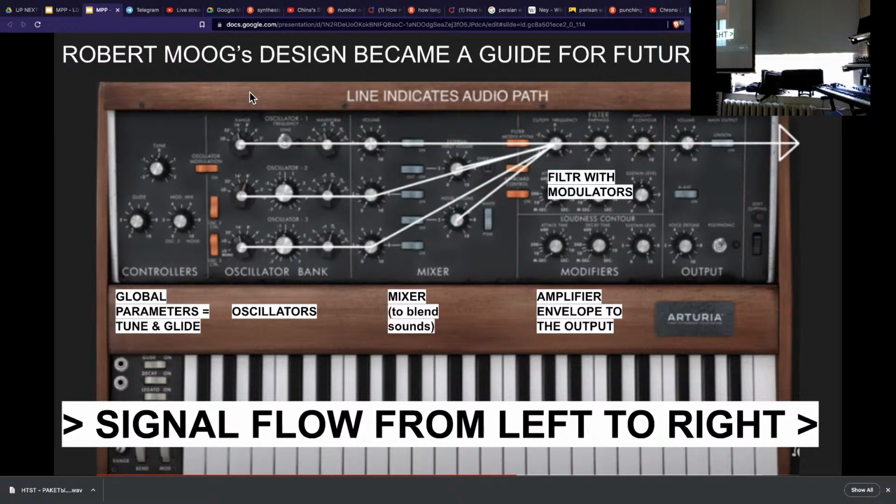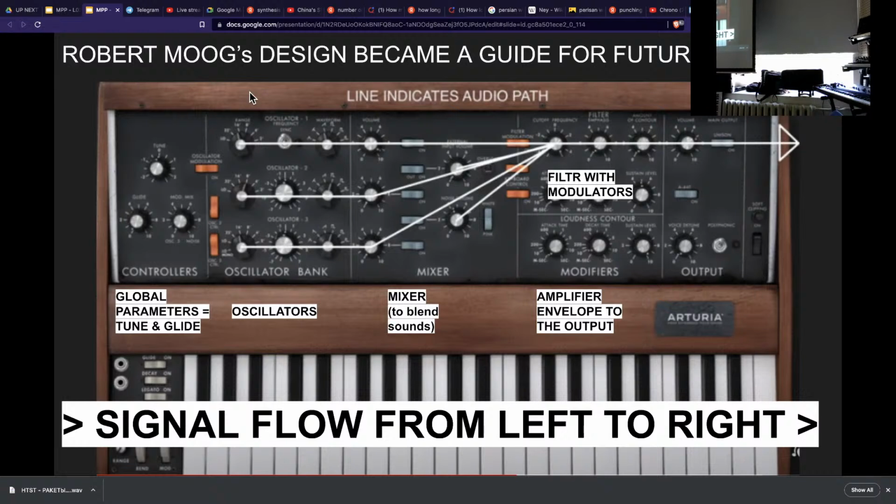So in the particular Robert Moog design, the signal flow is conceived from left to right. So when you're looking at a synth like this, you're thinking that the whole movement goes like that, ending in the output, right? If you read the text that synths write there, you're going to learn a lot about them.